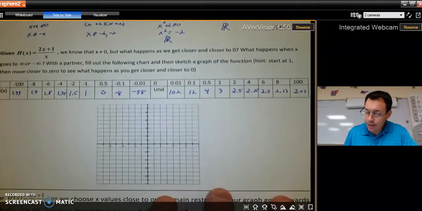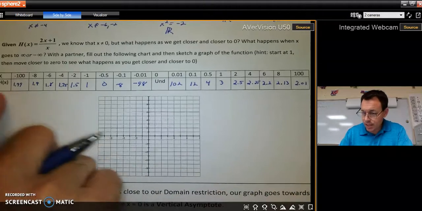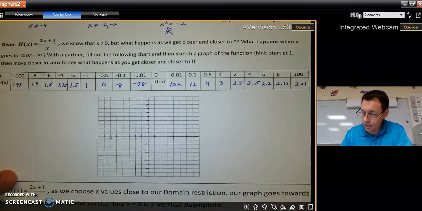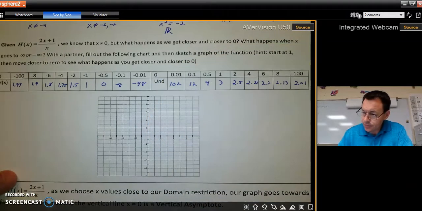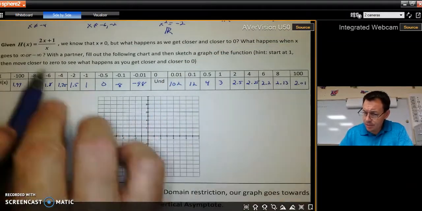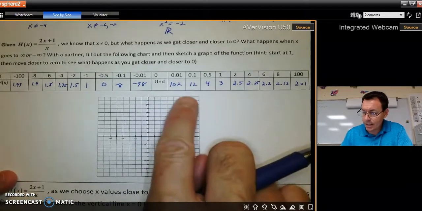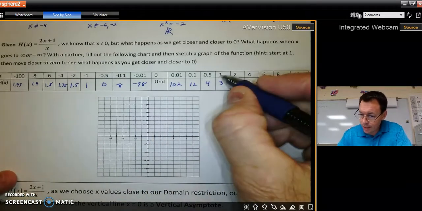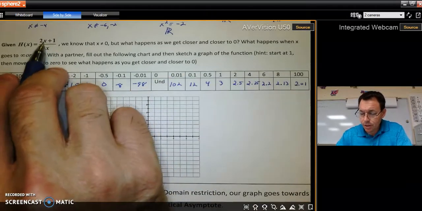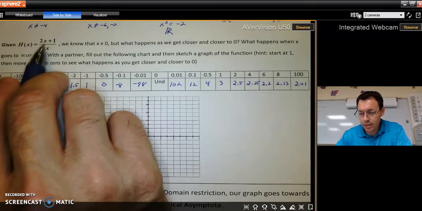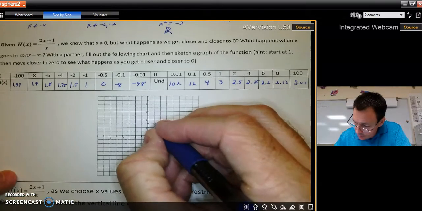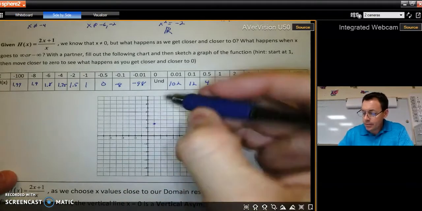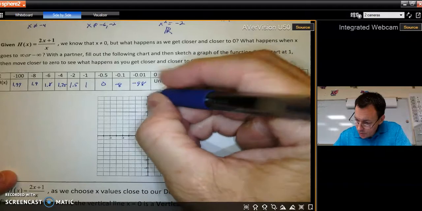Well, I've got a chart right here, so think of this as a t-chart that I put horizontally just so it would fit. Here's this undefined value, and then I just plugged these numbers into this function and I got the answer. So when you plug in a 1 into that function, you'll get 2 plus 1 divided by 1, which is 3. Okay, so you get the point 1, 3.